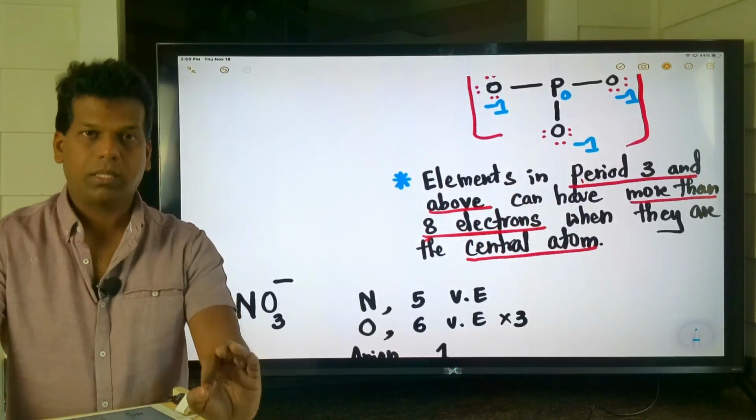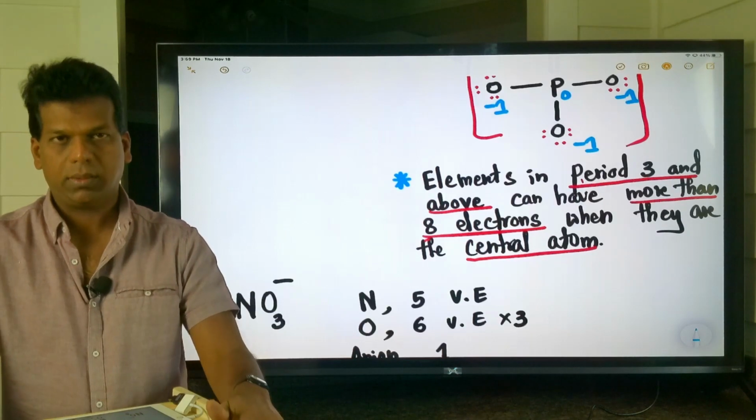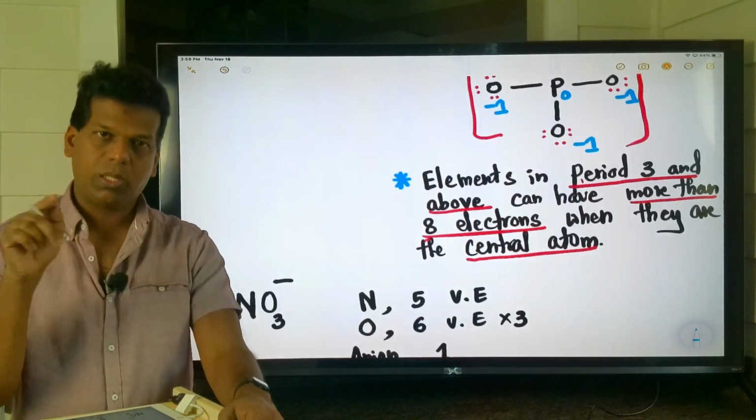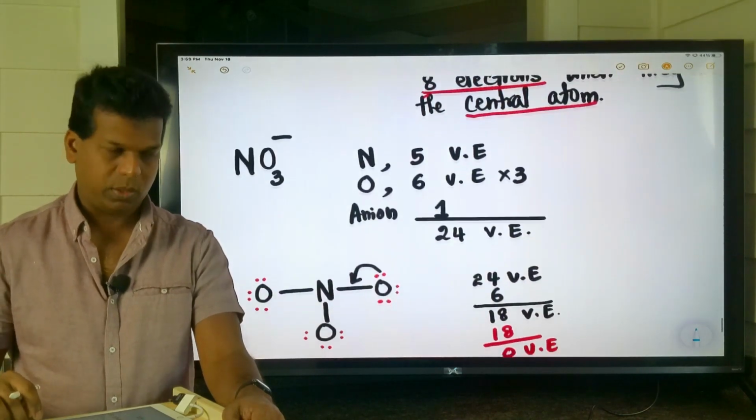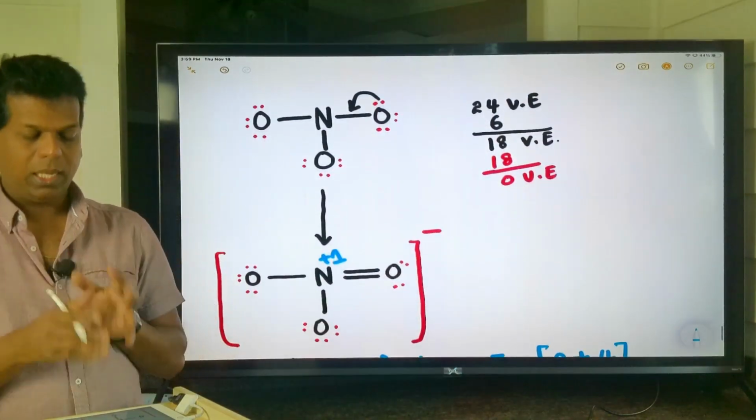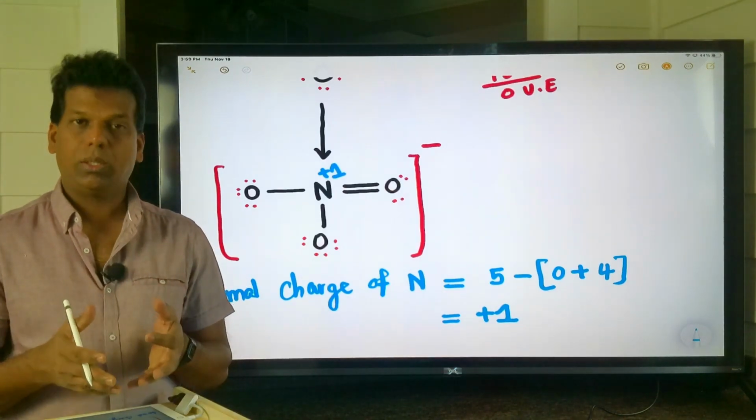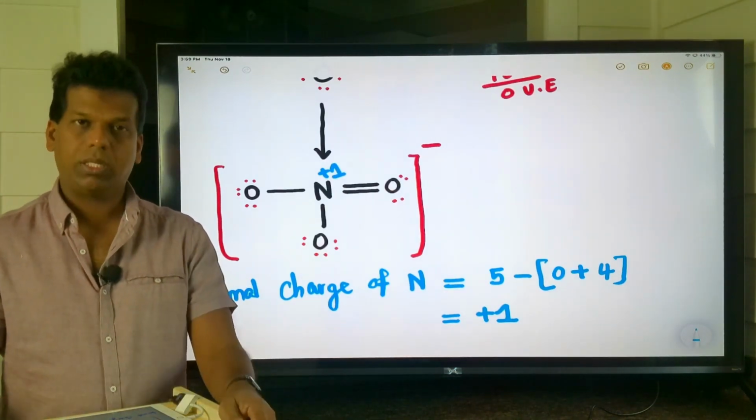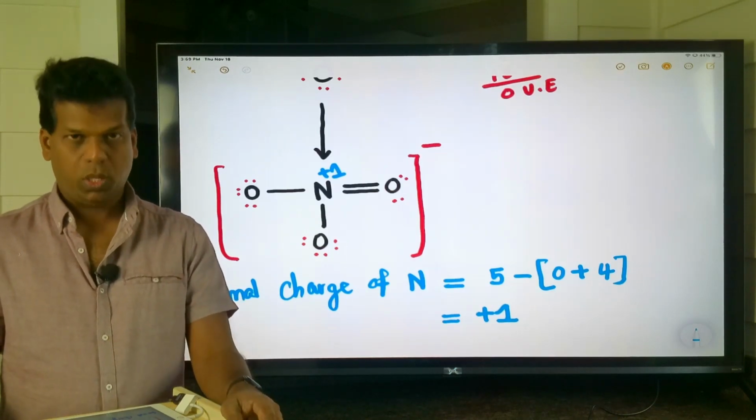Period 3 and above can have more than 8, but not others. So nitrogen is in period 2, so nitrogen cannot have more than 8 electrons. So in this case, we have to leave this structure as it is. So this is the right Lewis dot structure for the nitrate ion. The formal charge of nitrogen is plus 1.